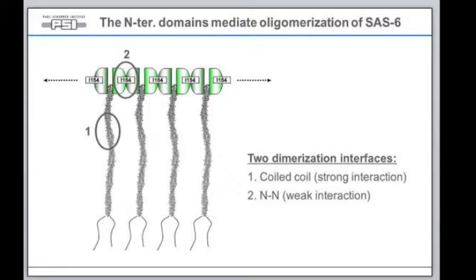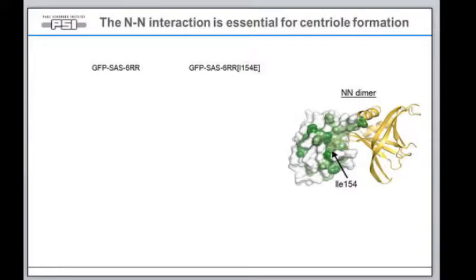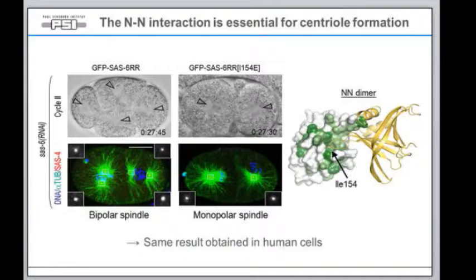Now, this higher-order oligomerization of SAS-6, is it of any physiological relevance? Important question to answer. So what we did is we took the C. elegans system, where we knocked out SAS-6 first and rescued it with a SAS-6 construct that is RNAi resistant, and compared it to a situation where we mutated this critical isoleucine 154 residue to glutamic acid. And what we found is that while providing the wild-type protein to the system, after cycle 2 we ended up with four centrosomes. This mutation here completely abrogated centrosome duplication. So, telling us that just one residue mutation can absolutely abrogate the machinery of centrosome duplication.